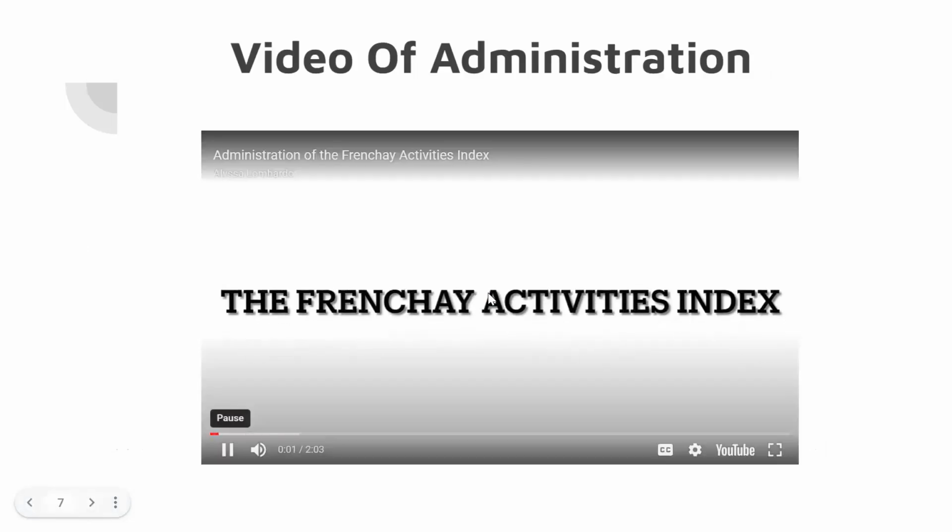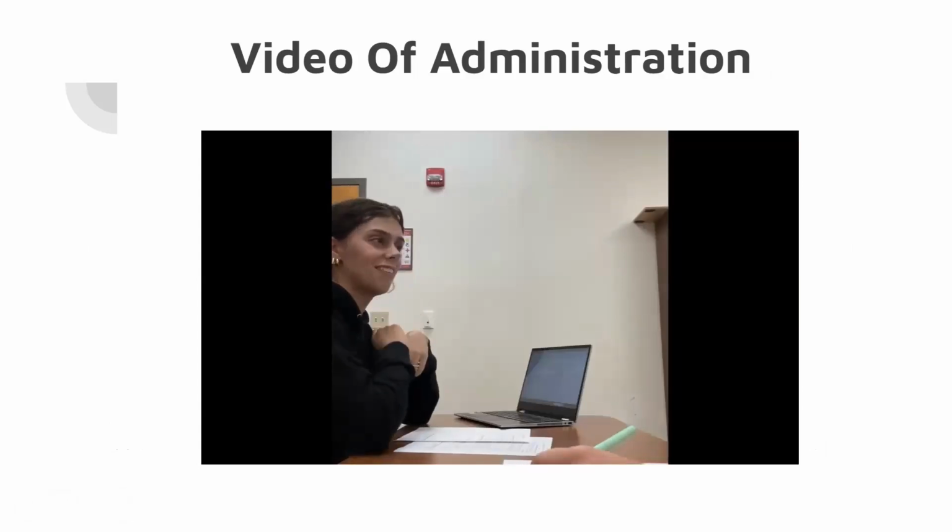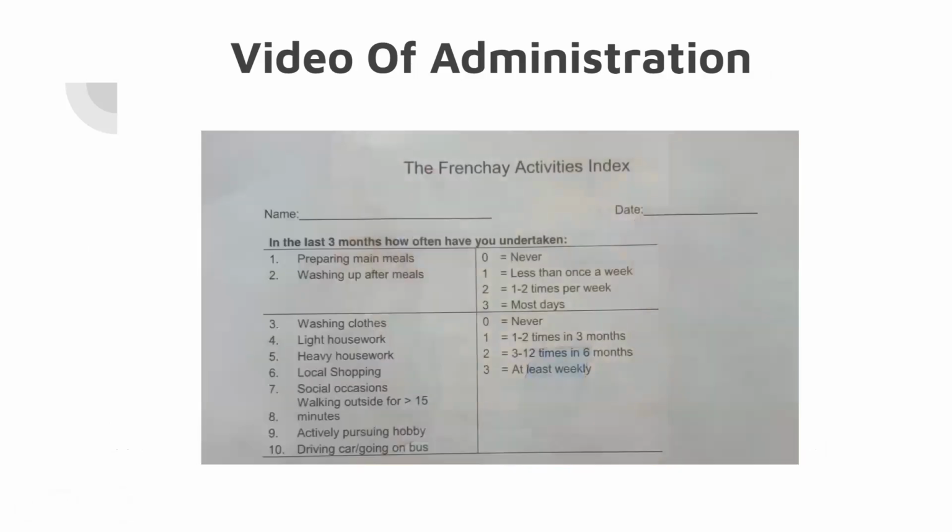Today you will be watching the Frenchay Activities Index be administered to a client 5 months post-stroke. The materials needed are a pencil, the questionnaire, and a setting the client and clinician can sit down and engage in conversation in. The test is divided into 2 categories.